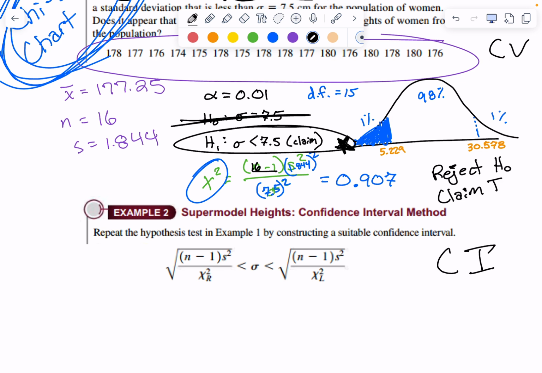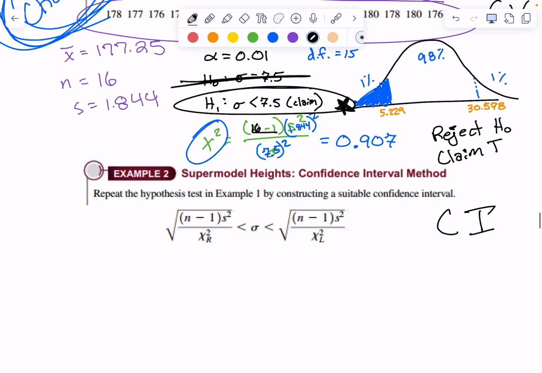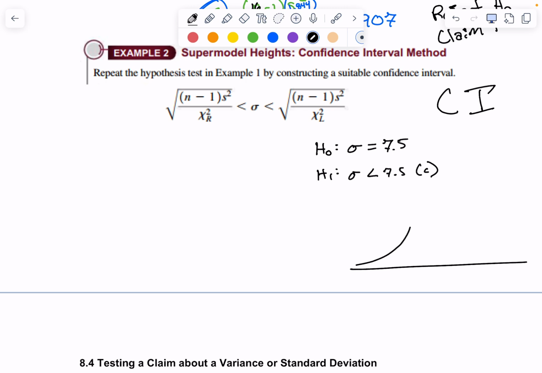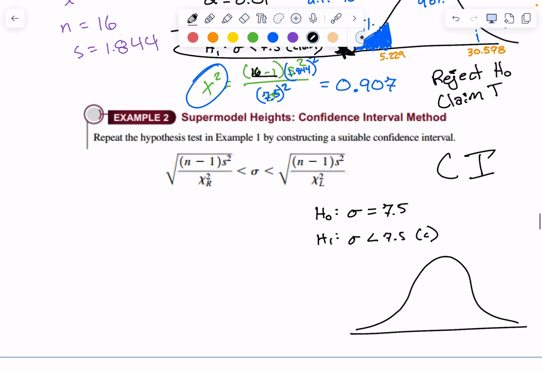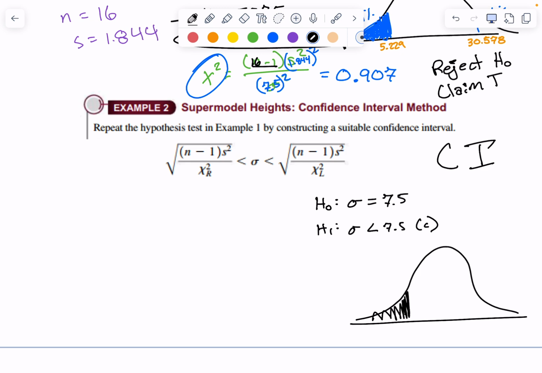All right. Okay, so now we have the same thing we're doing again, same data, except we're doing it confidence interval style. If we want to, I'm just going to copy some of this information down. If you don't want to, you don't have to. It's just directly above. We're comparing to 7.5, and we're saying less than 7.5, and the claim goes here, and here's my bell curve again. I have my left tail shaded. I'm just recopying all this stuff down because it's the same. If you don't want to do that, that's fine. You can just draw an arrow.